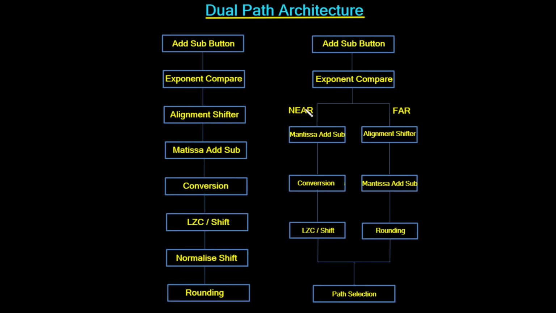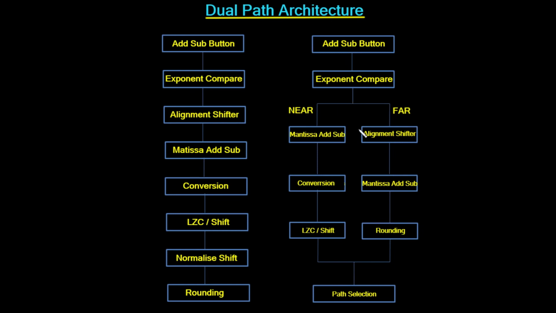Now this one here is called the near path because it only operates on the cases which have an exponent difference of a value of 0 or 1. That is, the exponent for x and the exponent for y are close to one another. They're either the same or a difference of 1.